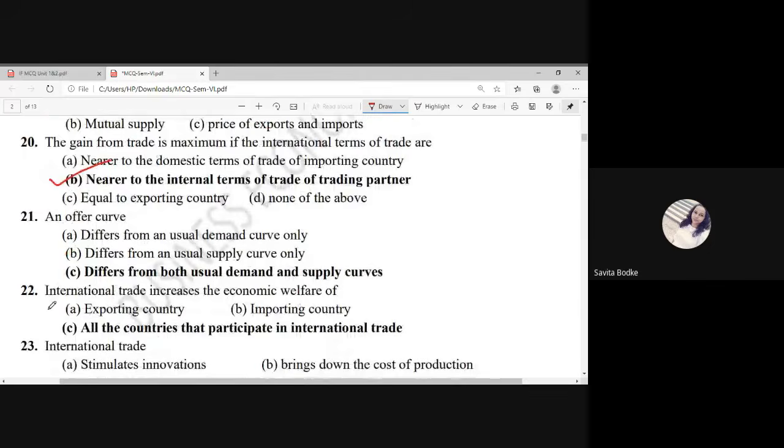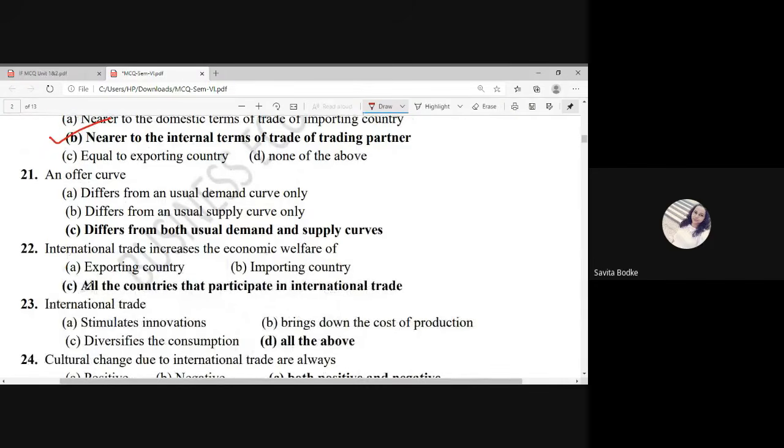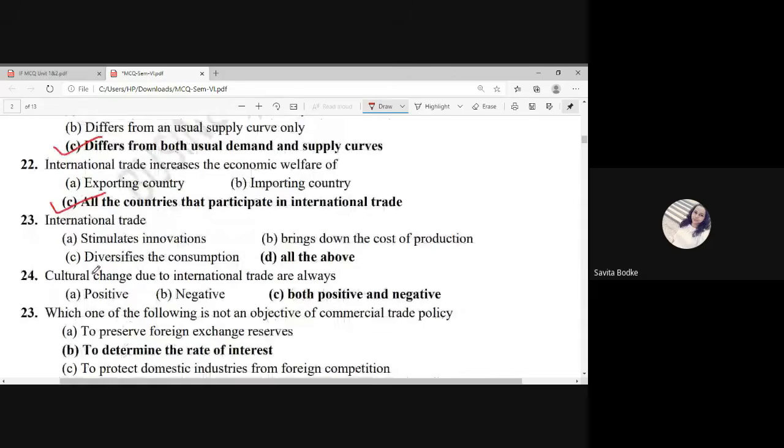Next one is, an offer curve differs from both usual demand and supply curves. Next one is, international trade increases the economic welfare of all the countries that participate in international trade. Next one is, international trade stimulates innovation, brings down the cost of production, diversifies consumption. So that's why the most appropriate answer is option D, that is all of the above.